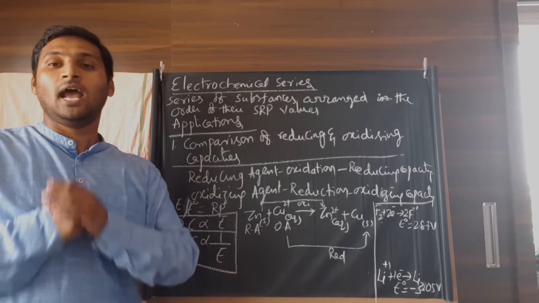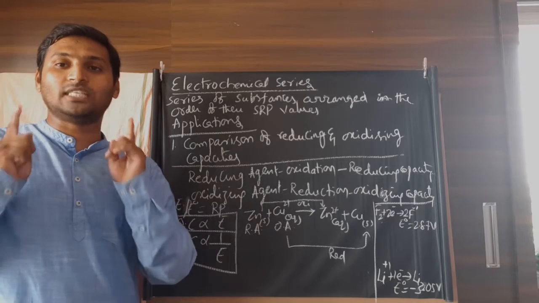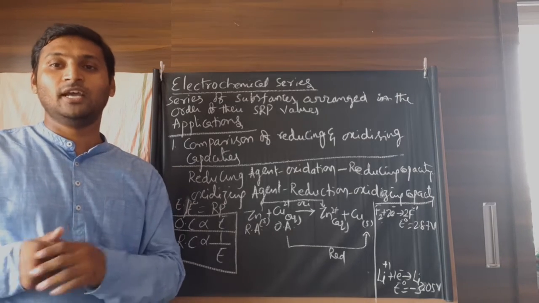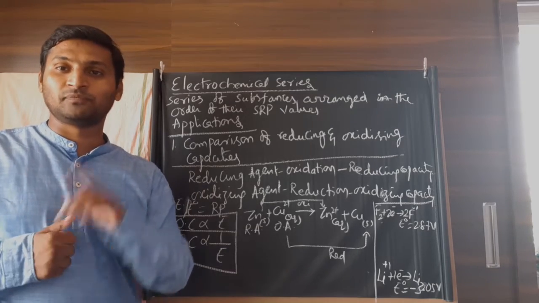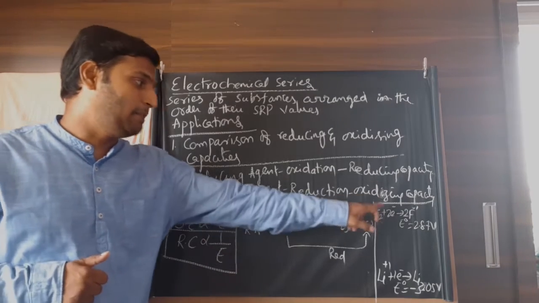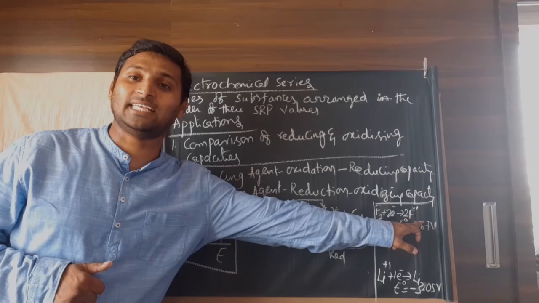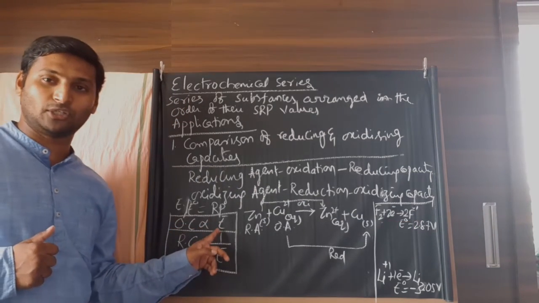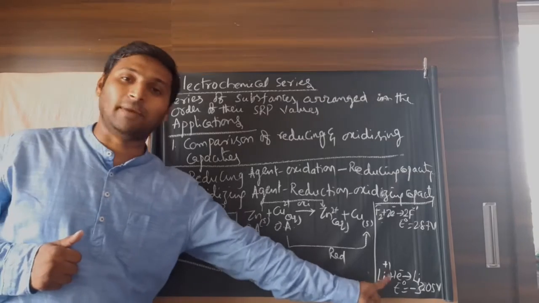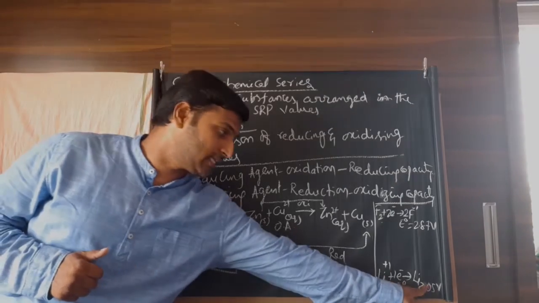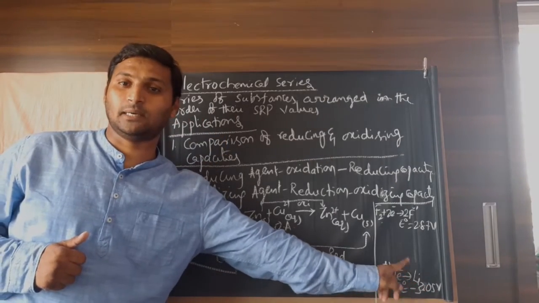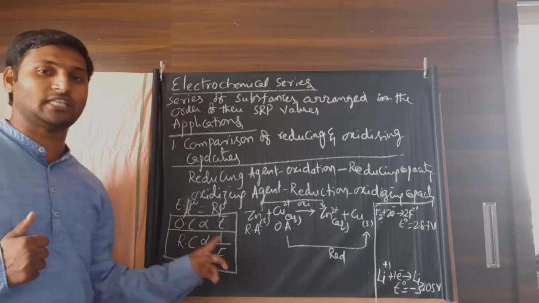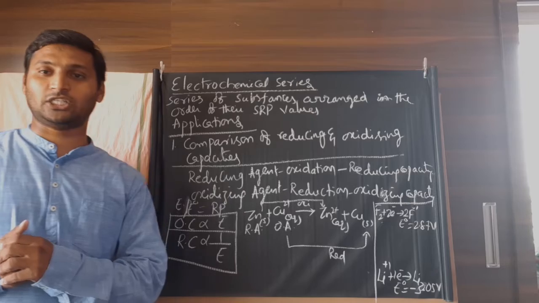Now tell me, among all the substances, which is the best oxidizing agent? Fluorine, of course. Which is the best reducing agent? Lithium, of course. The best oxidizing agent has got the highest electrode potential ever. So, oxidizing capacity is directly proportional to electrode potential. The best reducing agent has got the lowest electrode potential ever, minus 3.05 volts. So, reducing capacity is inversely proportional to electrode potential.